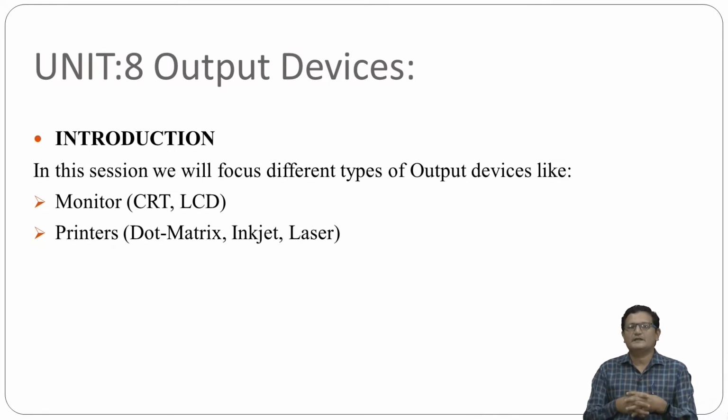If you want to take a hard copy, then you need to use a printer. Mainly there are three types of printers available in the market: one is called dot matrix printer, one is inkjet printer, and another is laser printer. We'll do a detailed discussion on these different types of printers and monitors.